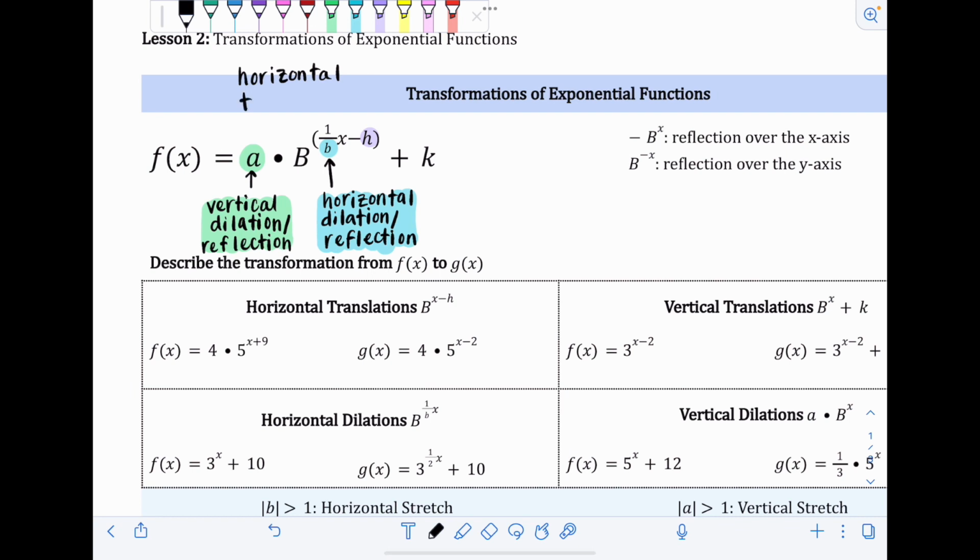That's how far the graph shifts left or right without actually changing the shape of the graph. So horizontal translation, that's h. And then that leaves k at the end, and that's going to be the vertical translation. And vertical translation just means shifting the graph up or down without changing the shape or the orientation or anything like that.